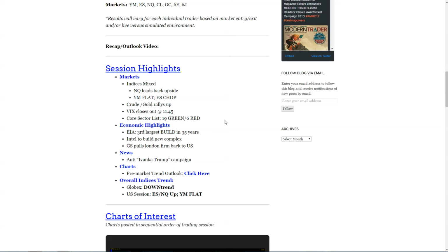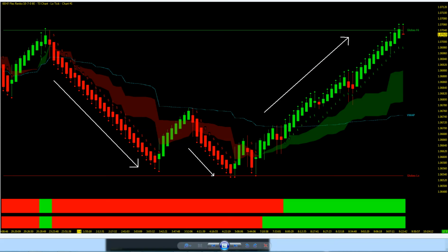All right, so there's our key numbers. Core sector list, 19 in the green. We finished out actually upside. Hey, let's mention some of the key charts today. I saw the Globex there. Again, nice move to the downside. Watch that midnight open. Price action again during the London session to the downside. And bang, right back upside on the 6E Euro. Heat map across the board there online today.